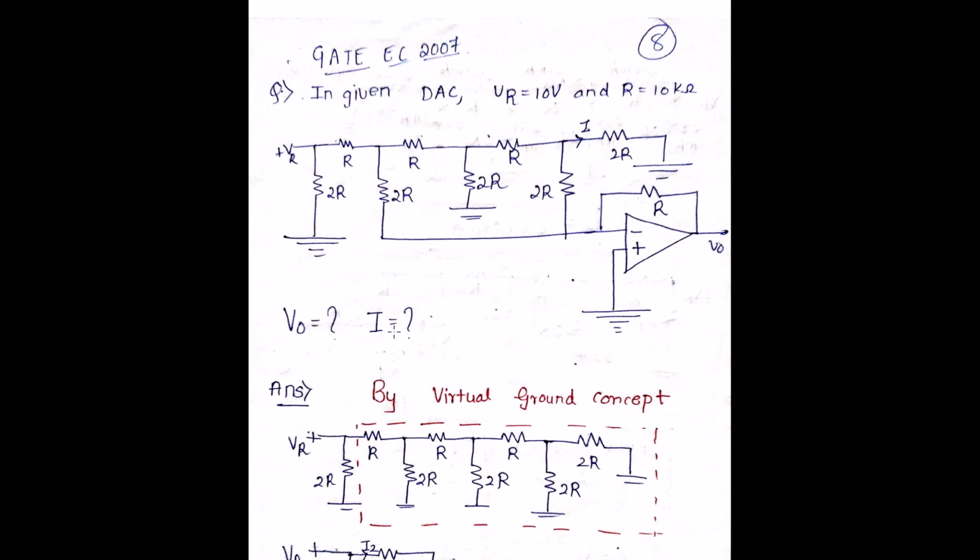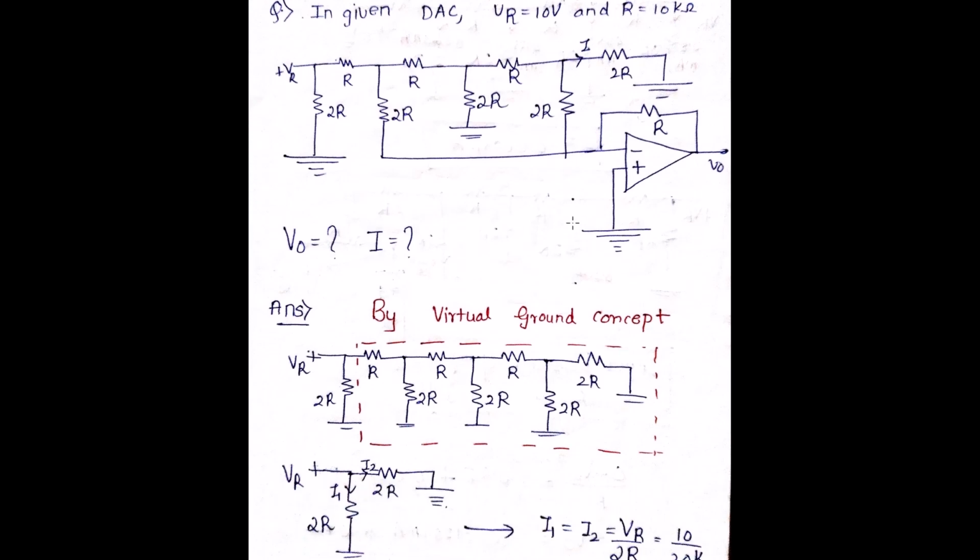So first we'll try to find out the value of I, which is given over here. Now if you know the virtual ground concept, my non-inverting terminal is connected to ground. Since this is an ideal op-amp, my inverting terminal can also be considered as ground, therefore this terminal and this terminal can be connected straight away to ground. Hence I have a V reference voltage.